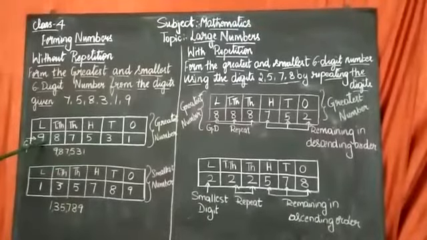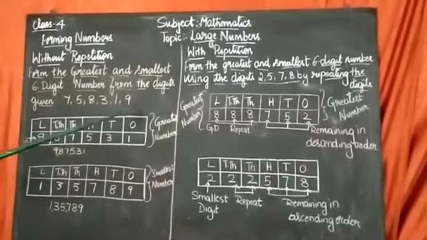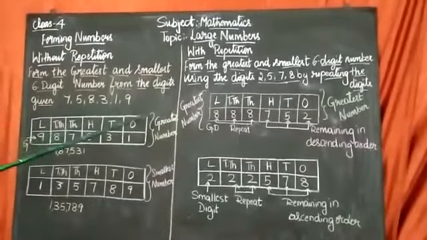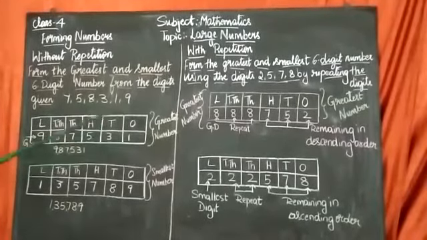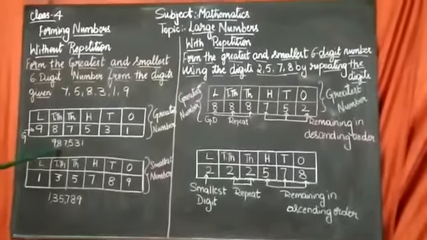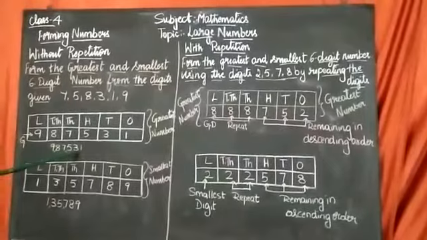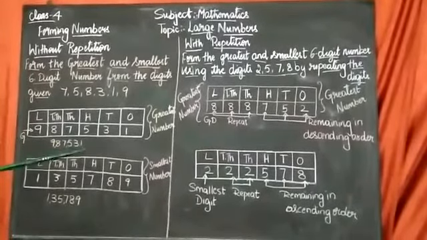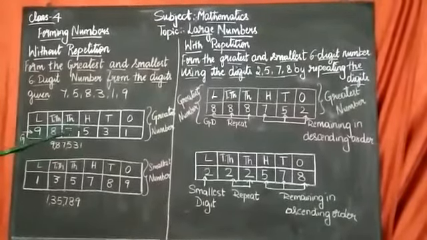So the greatest number here is 9. We have arranged these digits in greatest number order. So we can read this number as 9,87,531. Did you get how we arranged in greater number order?